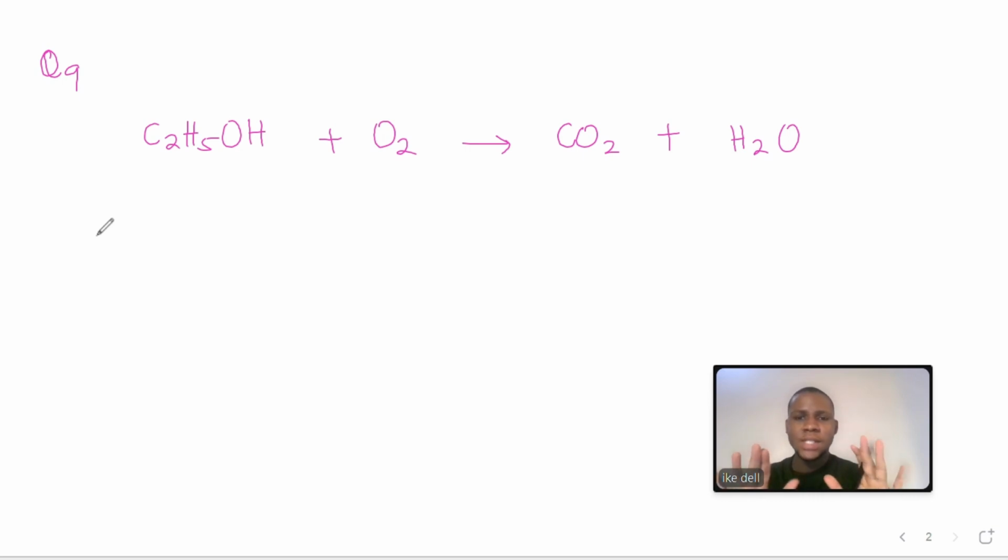Calm down. This is not difficult. It's a combustion reaction because that's an organic compound there, an alcohol, specifically ethanol, reacting with O2. So that's a combustion. Besides, we're having CO2 and H2O. Definitely combustion, right? So how do we balance combustion reactions like this?